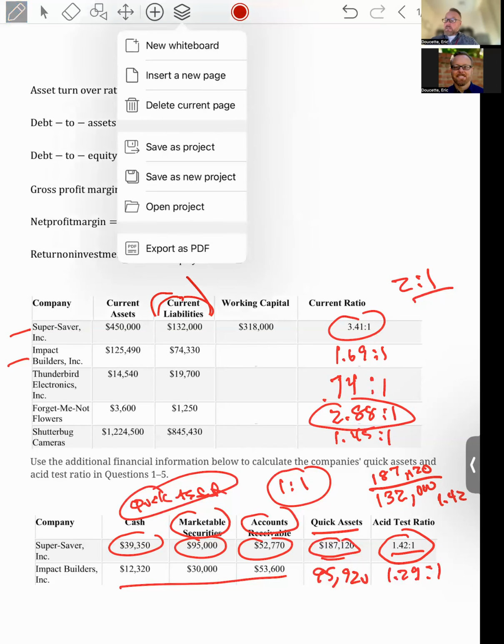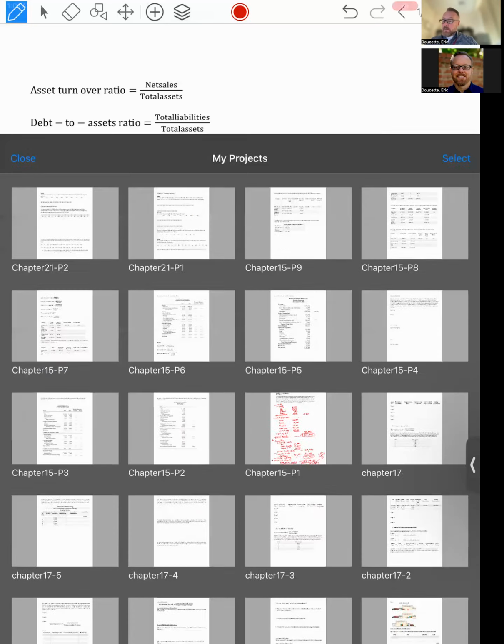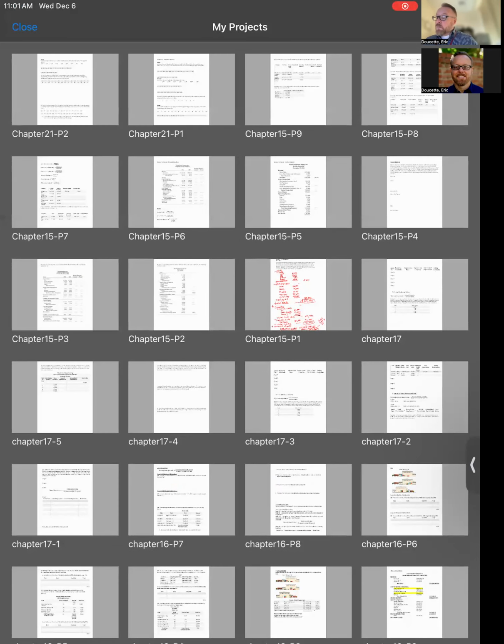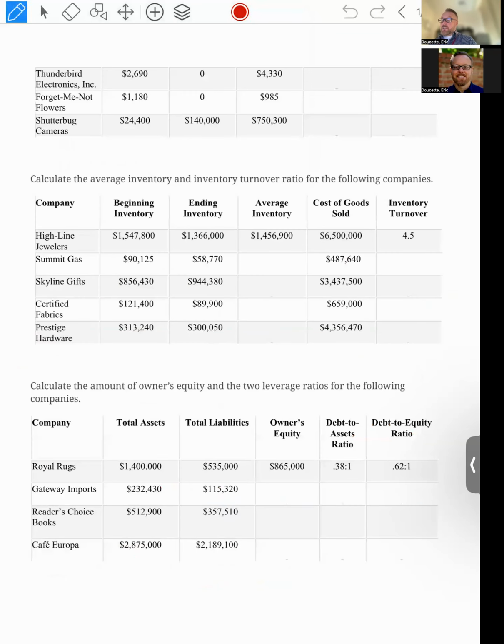If you go to the next page that I put together, I have more quick assets. Here's the rest of those. They have no marketable securities, but they do have accounts receivable. You have to add all those up. These on the next page come out to, I'll write them in for you.